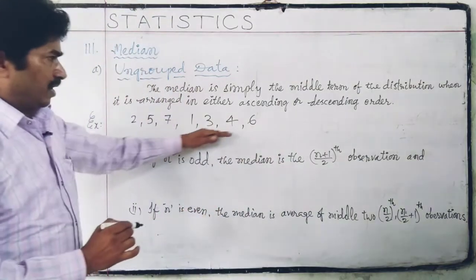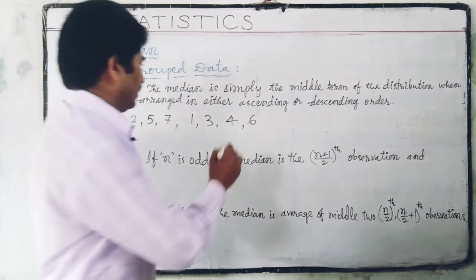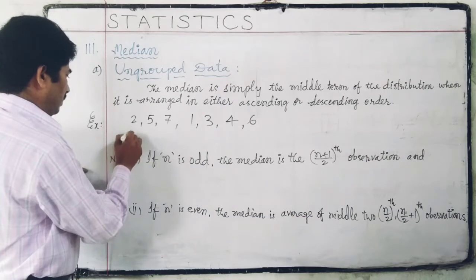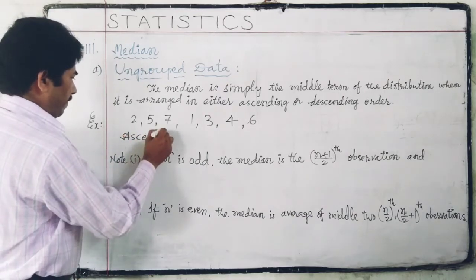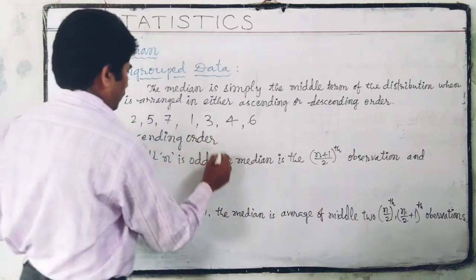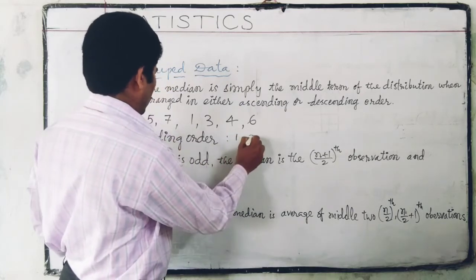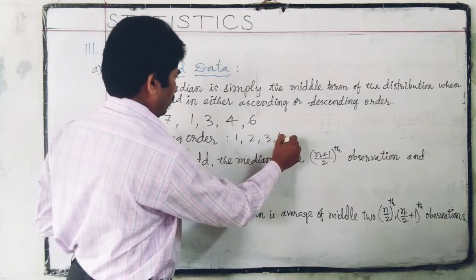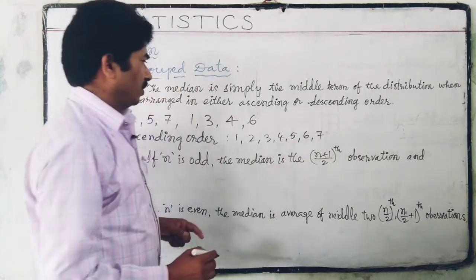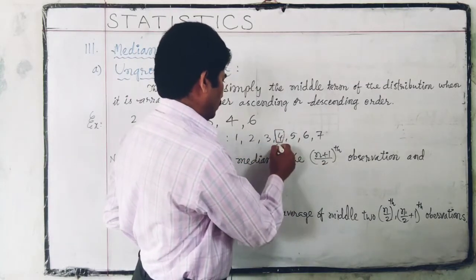So here we have a few observations. First we have to arrange this in ascending order. Ascending order means smaller to bigger. 1, 2, 3, 4, 5, 6, 7. So in this the middle one is 4. So this is the median.